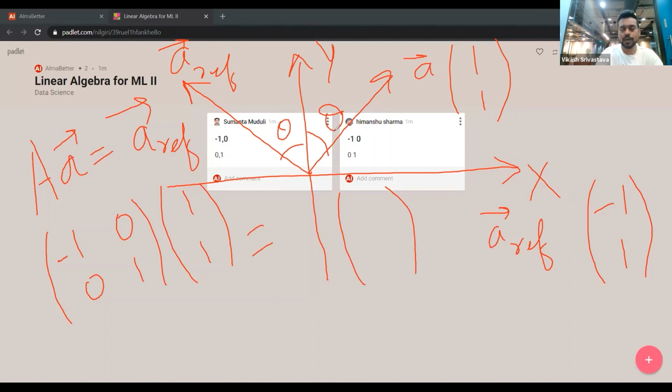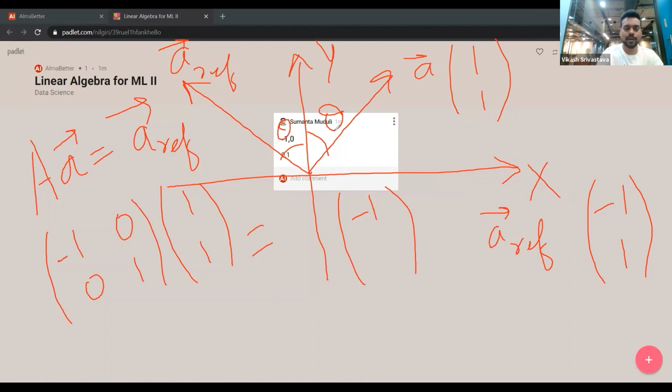So -1 into 1 plus 0 into 1, that means -1. Then 0 into 1 plus 1 into 1, that means 1. Okay, so this is the same as this particular vector which we wanted, right? So this matrix is essentially equivalent to applying a transformation which reflects a vector about y-axis, right?